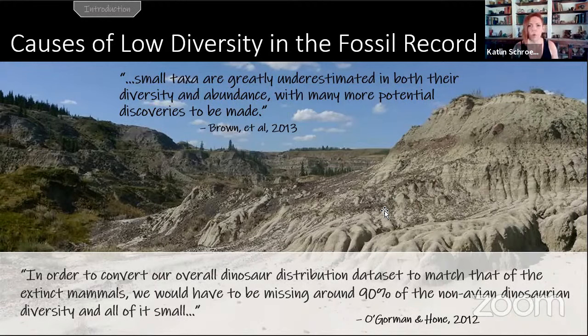It's a problem that O'Gorman and Hone actually address in their 2012 paper. They note that in order for dinosaurs to look even like fossil mammals, we would have to be missing about 90% of all dinosaur diversity. And more importantly, all of that missing 90% of dinosaur diversity would have to be from dinosaurs that are smaller than 60 kilograms, right? In order to infill those small body sizes, we would just have to find pretty much nothing but small dinosaurs all the time, right?